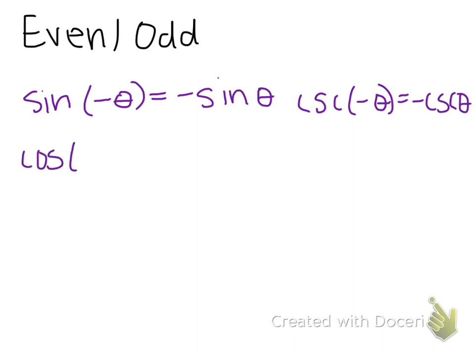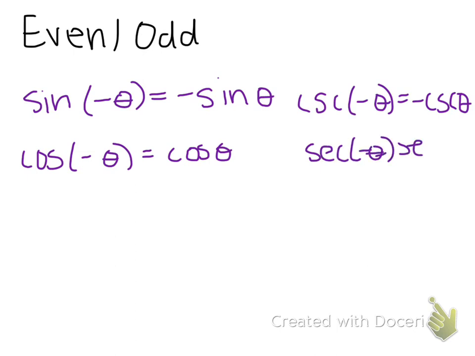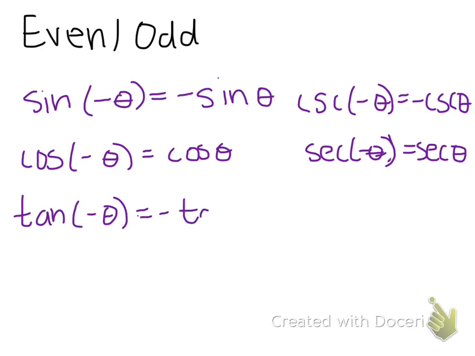Cosine is what we call an even function because the negative gets dropped. That's true for secant as well. So the middle two are even functions. Then going back to tangent, we're back to being an odd function, so the negative goes out front. And same thing lastly for cotangent.